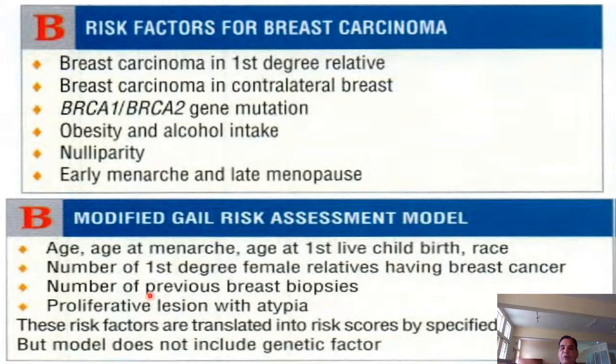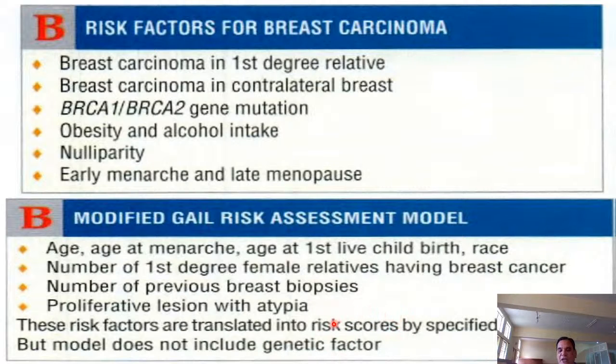How many times the previous breast biopsies are done? Many of the time a breast biopsy comes negative. So the number of times a breast biopsy is done is also among the risk factors. And proliferative lesion with atypia, that means atypical lesions, goes in favor of malignancy. So what are they doing? Their risk factors are translated into risk scores.